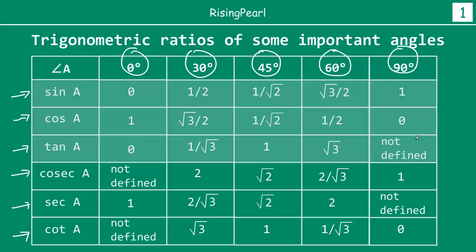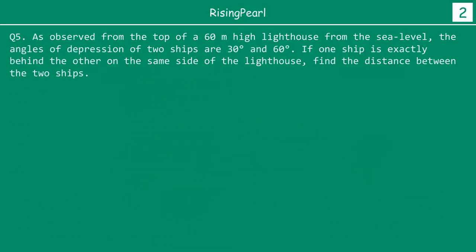If you know the values for sine, cos and tan for 0 degree, 30 degree, 45 degree, 60 degree and 90 degrees, then you can derive cosec, sec and cot, because cosec is nothing but the reciprocal of sine, sec is nothing but the reciprocal of cos, and cot is nothing but the reciprocal of tan. So that's it friends. Let's take a look at some more types of questions on heights and distances where we can apply trigonometry.